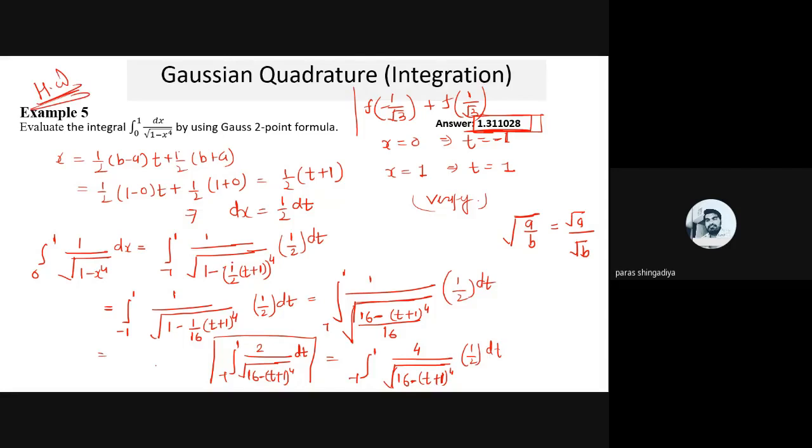And just take a screenshot of this slide if required, to see how we can derive all these steps. Clear? Because without these functions we cannot check the answer. The limit is 0 to 1 here, and we cannot apply the Gaussian quadrature formula directly. First we have to convert that, and after that we can use the formula. Clear?